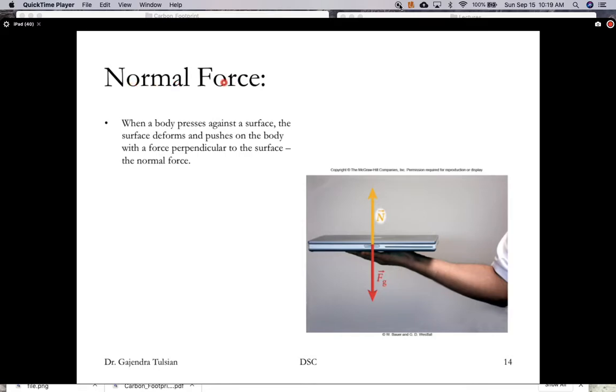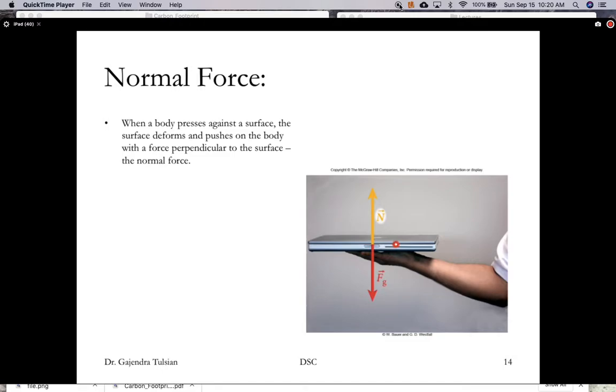All right, we need to know the normal force. You'll hear this force, the normal force, often. Okay, so let's say you're holding this laptop. This is the force of gravity on the laptop. So why isn't the laptop falling down? Well, your hand is applying an equal and opposite force.